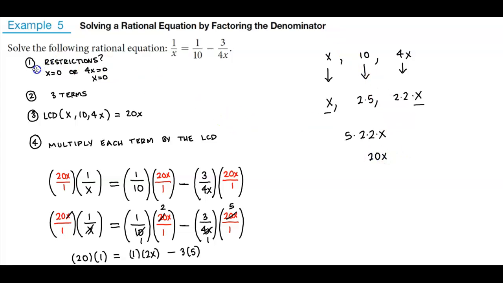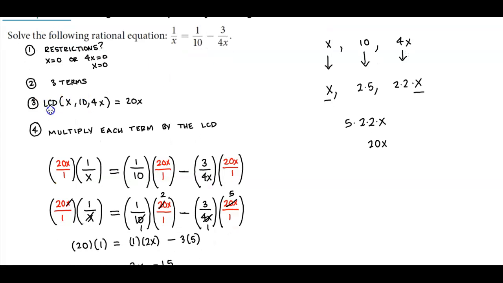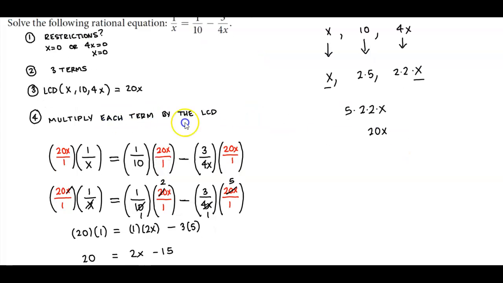Now going back to step 1, we want to find the restrictions. All the variables that are located in the denominator, we're going to set equal to 0. x is equal to 0. 4x equal to 0 gives you x equals 0, so 0 is going to be the restriction. How many terms do we have in the equation? We have 1, 2, 3 terms. And then we just determine the LCD of the denominators, because for x, 10, and 4x, the LCD gives us 20x from factoring the denominators. And then we're going to multiply each term by the LCD.